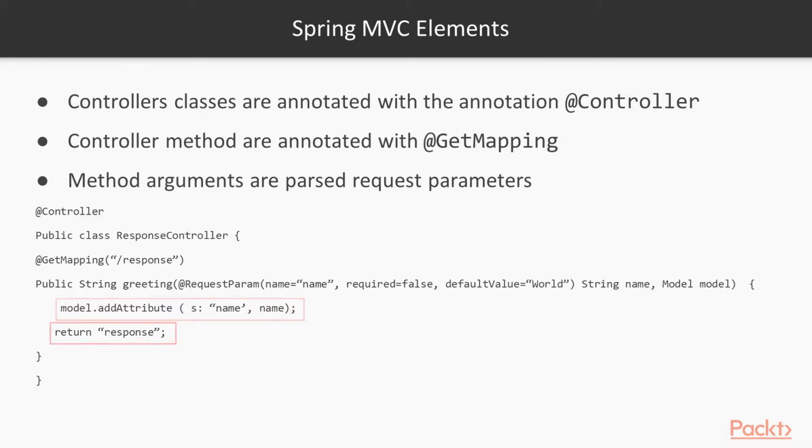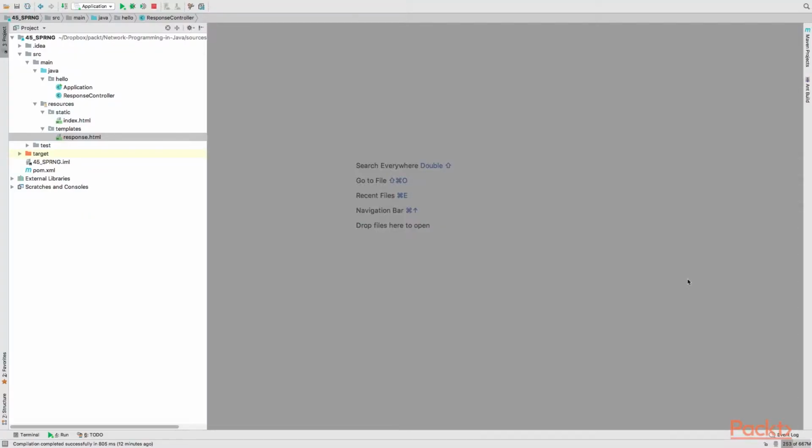And then what we return is the name of the template, the name of the view itself, response. And then the framework will essentially put the view and the model data together to create the HTML response and send it to the browser. Let's see how it works. So here is our application.